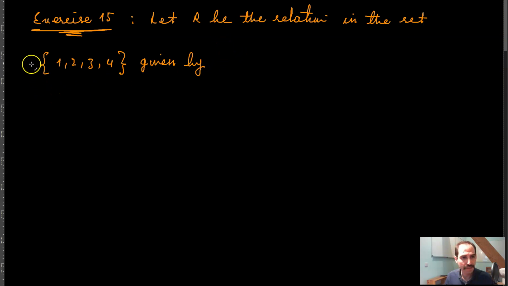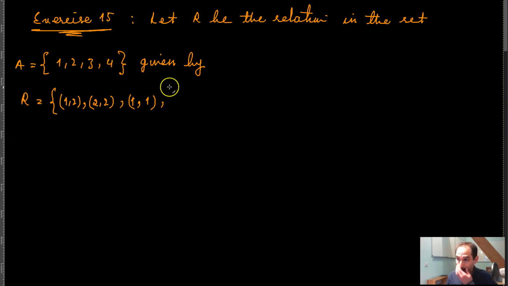Well, let's call this set A, for example, and R is equal to (1, 2), (2, 2), and (1, 1), and (4, 4), and (1, 3), and (3, 3), and (3, 2). So this is the relation.